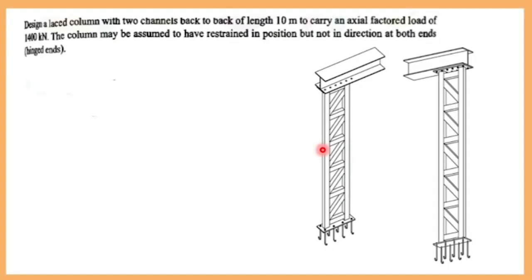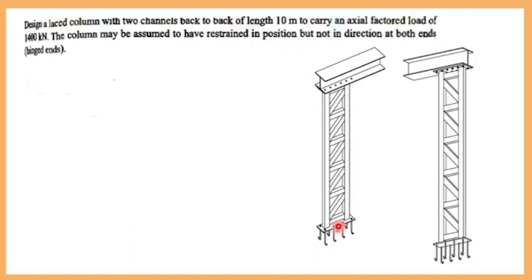Design a laced column with two channels back to back, of length 10 meter. Here is an example of a laced column. This is a beam. The beam has to transfer the load to this column. Here you are providing a lacing. You are selecting this section as a channel section, that is a C section. You have to design a back to back channel section for a length of 10 meter.